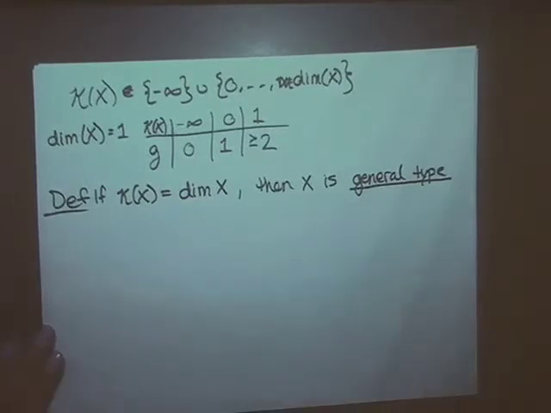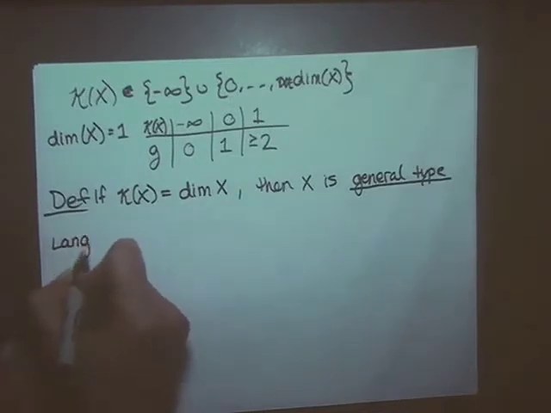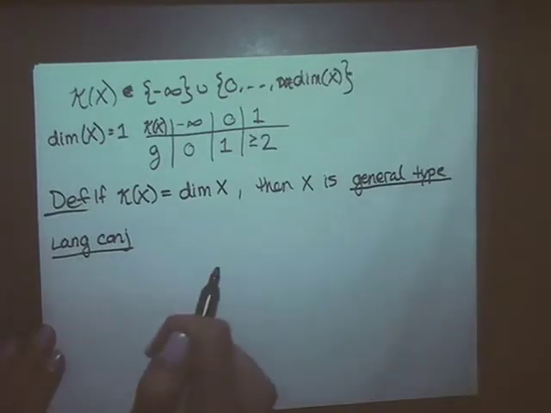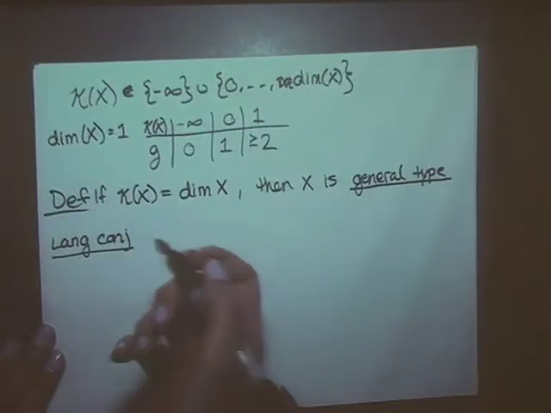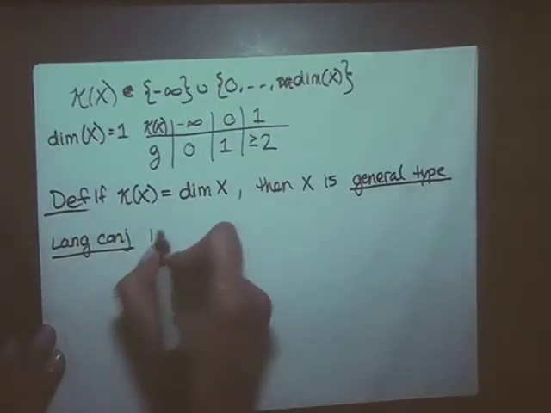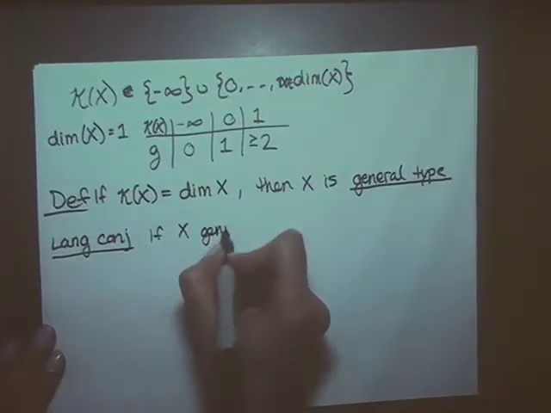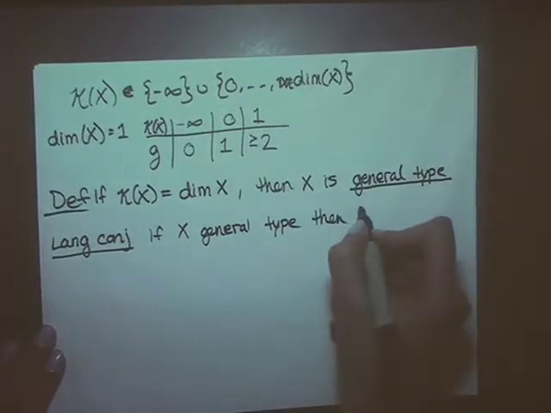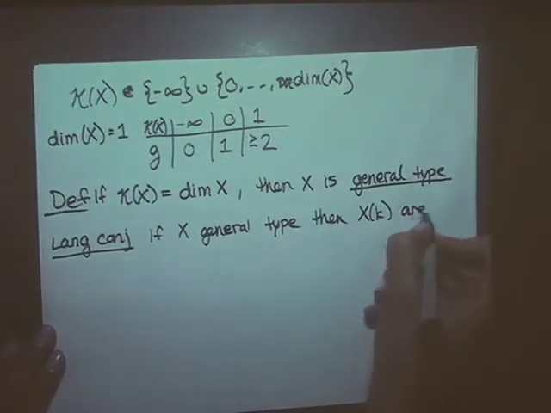Okay, let me mention how this relates to arithmetic. The Lang conjecture: these are the most complicated geometrically, and the Lang conjecture says that they're also the most complicated arithmetically. Well, let me say what this conjecture says. If X is of general type, then the rational points are not Zariski dense.